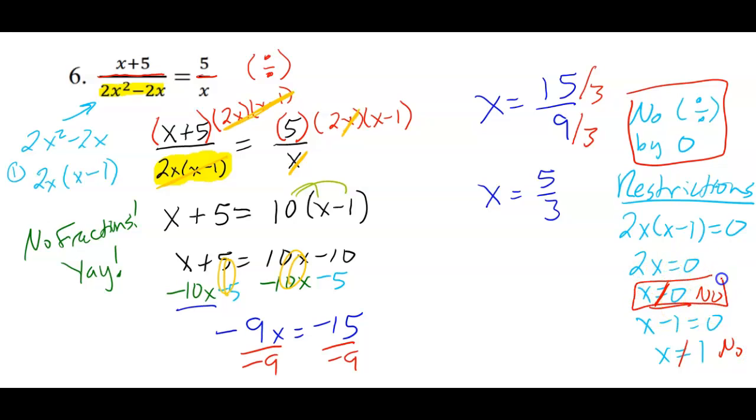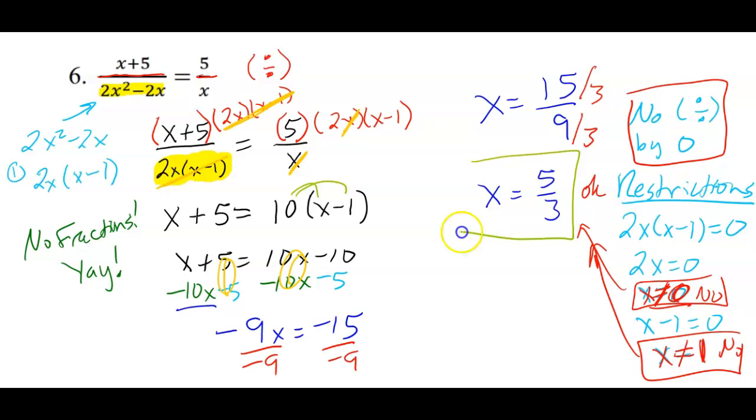So I look at these numbers that I found, 0 and 1, and I look back at the solution I found, and I check to see if those match. They don't. So what I know is that that is okay. That is a valid solution, and there is my answer.